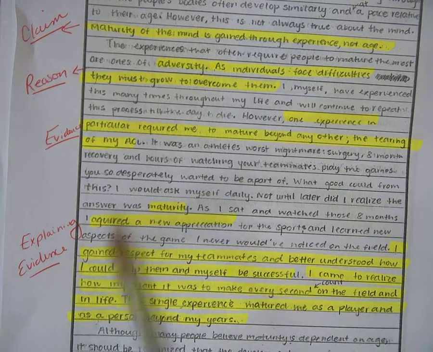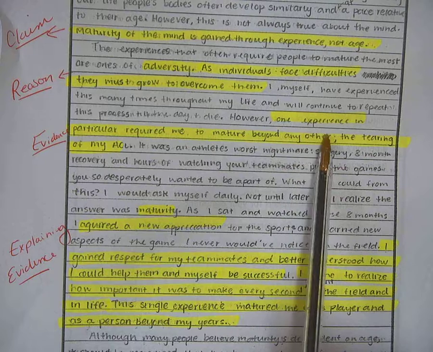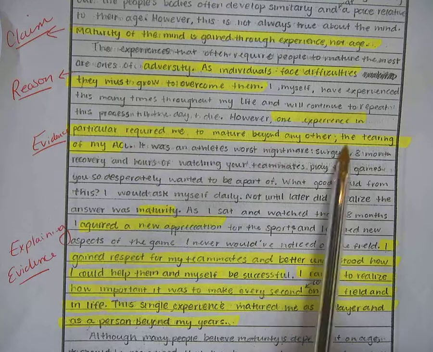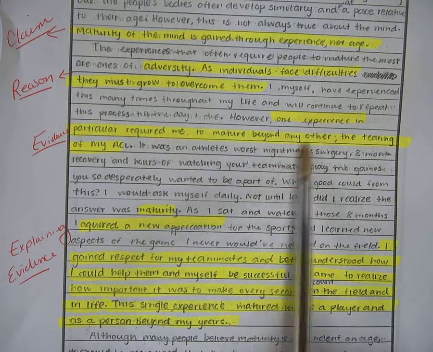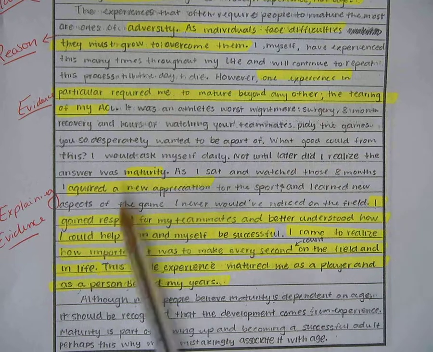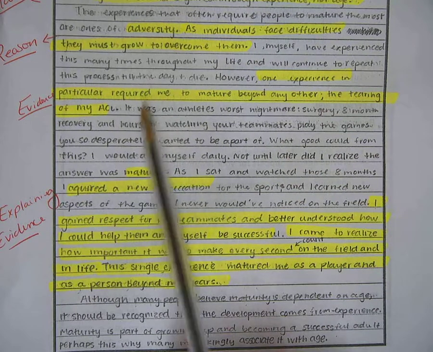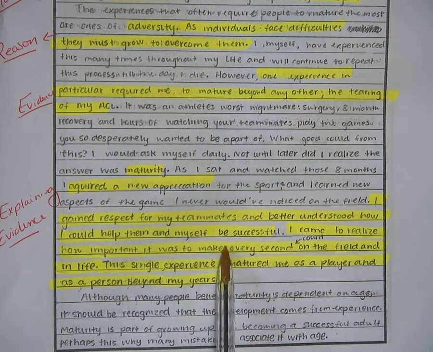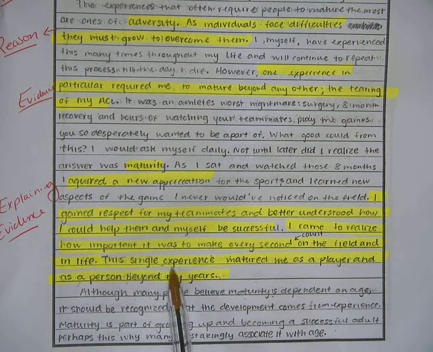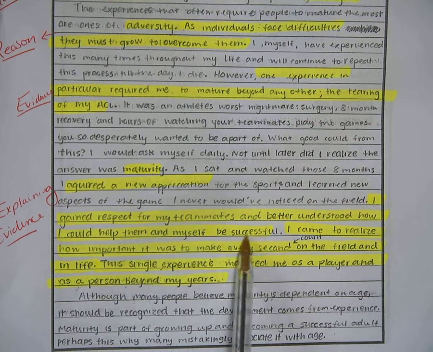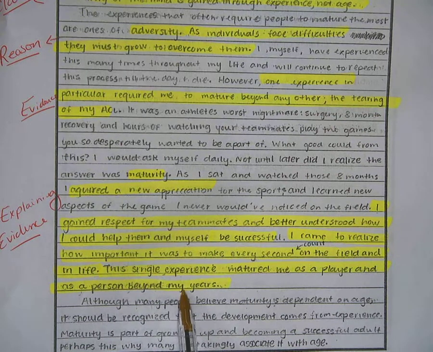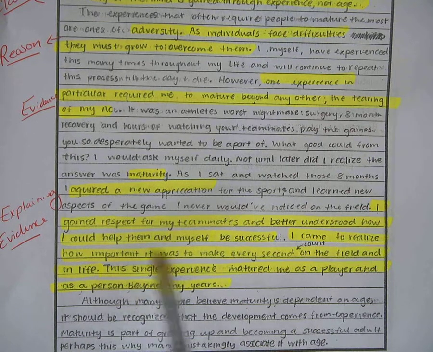That was the reason. Evidence, this writer gave us evidence, a personal anecdote about one time in her life when she tore her ACL and she matured because of it. And she explains how this evidence proves that we grow through adversity, which is her reason here when she says, I gained respect for my teammates and better understood how I could help them and myself be successful. I came to realize in life the single experience matured me as a player and as a human being. Okay, beyond my years. So she explains it.